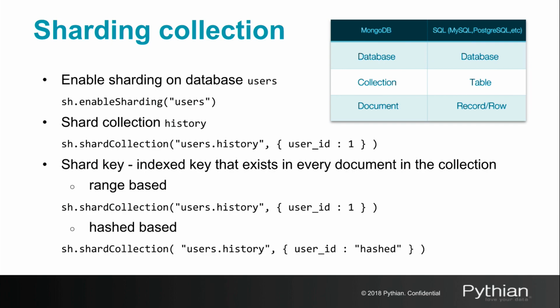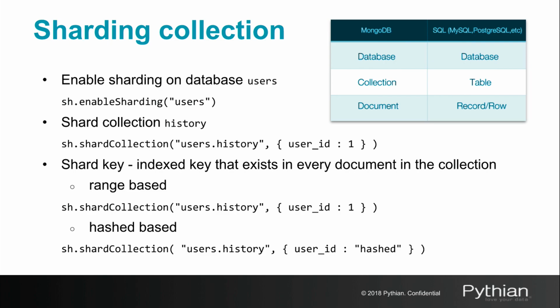So to start with sharding and shard a collection, we need to enable sharding on the database level first. In this example, we have database users. We enable sharding. The next step is to shard a collection, and that's also trivial with running the command sh.shardCollection, providing the namespace, which is database.collection name, and then the shard key.